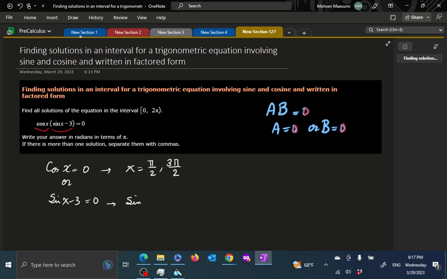How about the other factor? Well, if this were the case, sine of x would have been 3, and this has no solution because sine of x at most goes to 1, at least minus 1. So our answers are just these, and in this section all the famous angles are involved. You don't need a calculator, and you just list them separated by commas.